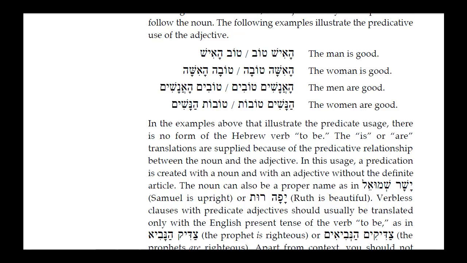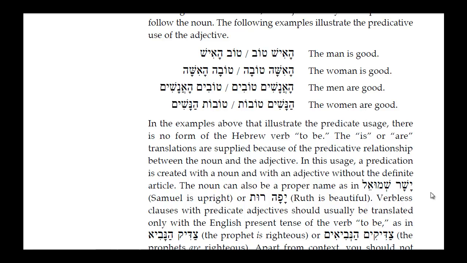Now in this usage, a predication is created with a noun and with an adjective without the definite article. The noun can also be a proper noun, as in Yashar Shemuel, or Samuel is upright. As we learned before in the definite articles, proper names don't require definite articles. They assume that. And so this is one of those examples here. Yafa Ruth. Ruth is beautiful.